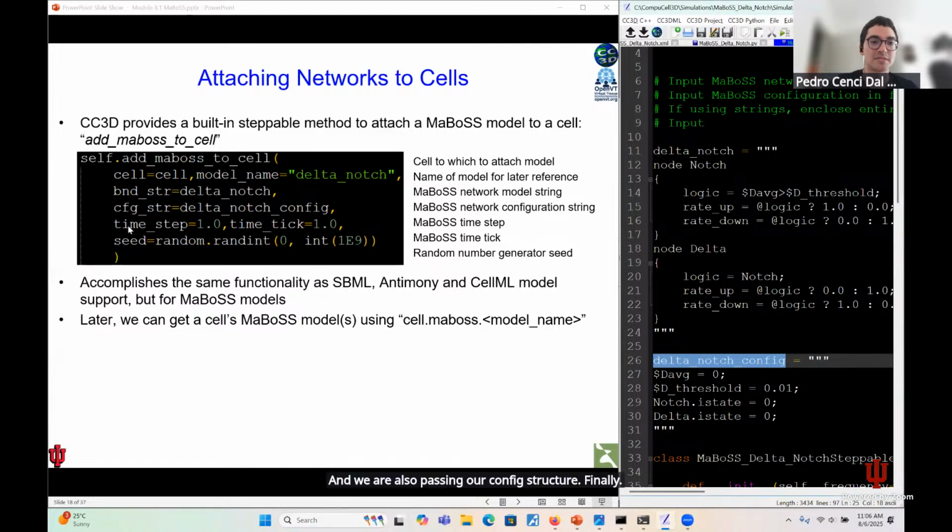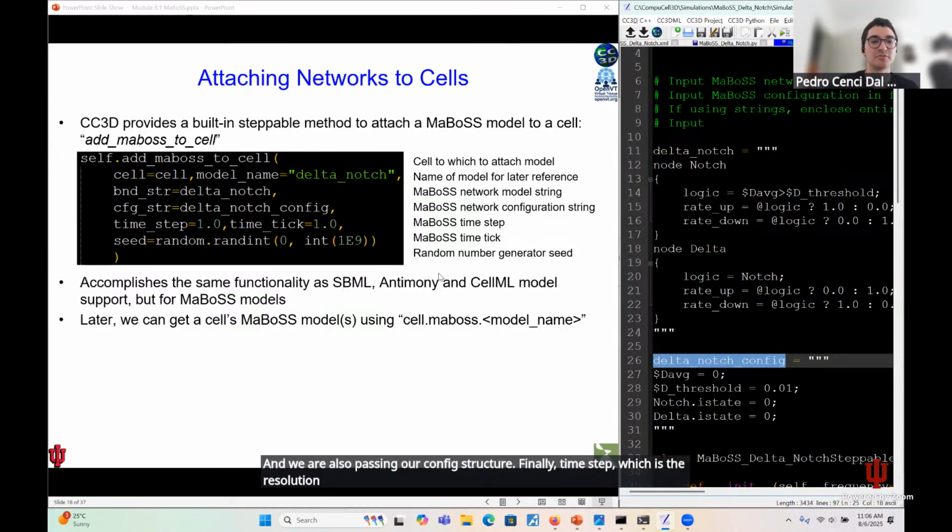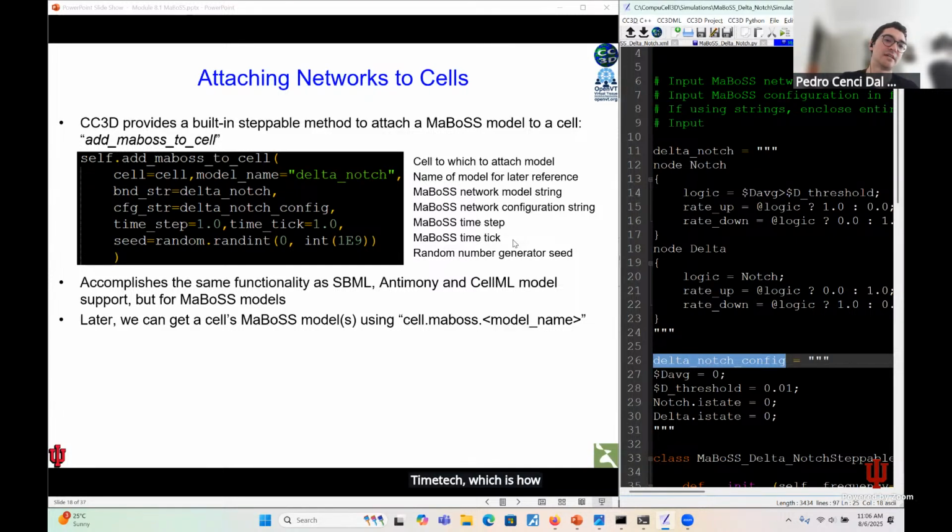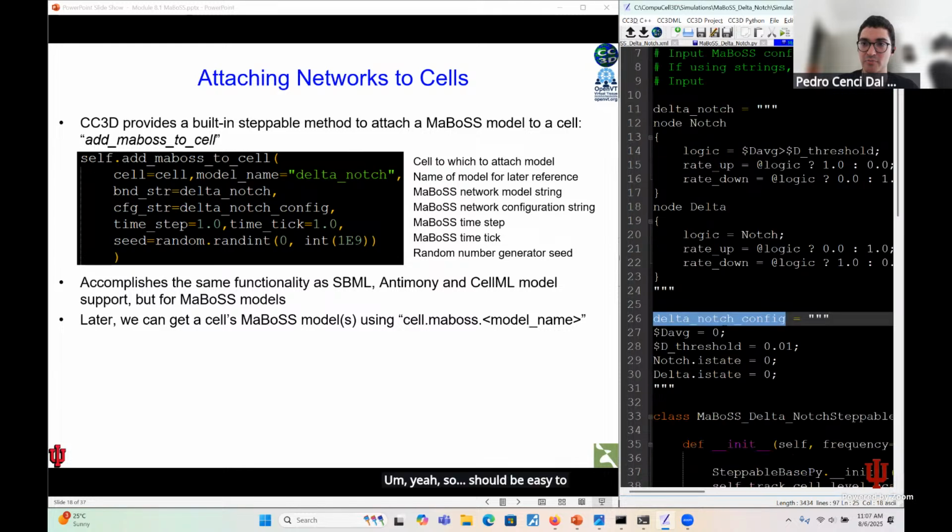Finally, time step, which is the resolution, the temporal resolution. Time tick, which is how often the network reads the value of the nodes, and the random seed. This is very similar to the antimony way. So it should be easy to just change from antimony to MaBoSS.